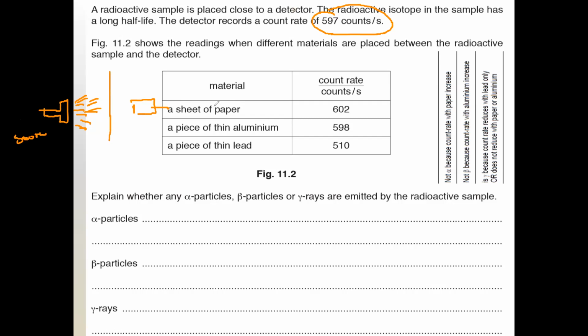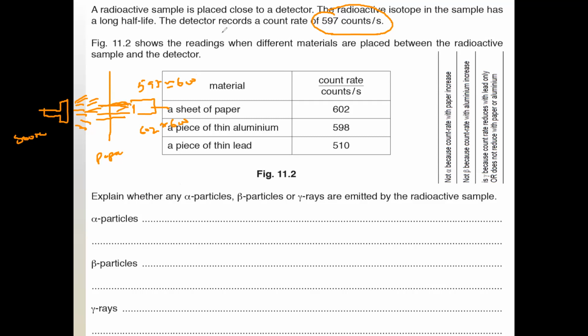First, we place a paper. In the beginning it was 597, then it becomes 602. So explain whether alpha particles, beta particles, or gamma rays are emitted from the source. Before and after, there is no change. 597 is approximately 600, 602 is approximately 600. So when we place a paper, the amount of radiation passing through does not change.